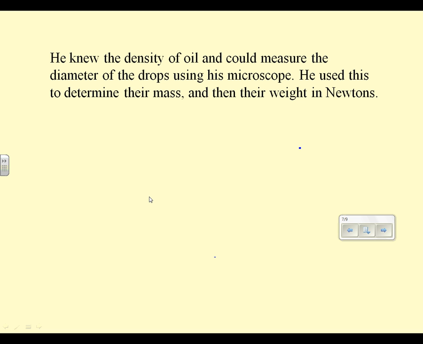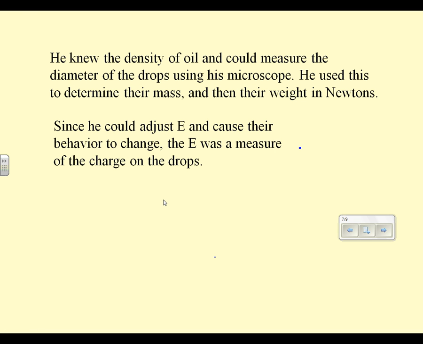So Millikan's procedure, his steps to arrive at that Q value, are a little bit more complex than we want to go into. So I'm going to simulate it with a couple of steps along the way that you can easily handle. I'm fibbing a little bit, just to realize that. Since he could adjust the electric field and cause their behavior to change, E was a measure of the charge on the drops. The greater the E, the greater the charge on the drops.